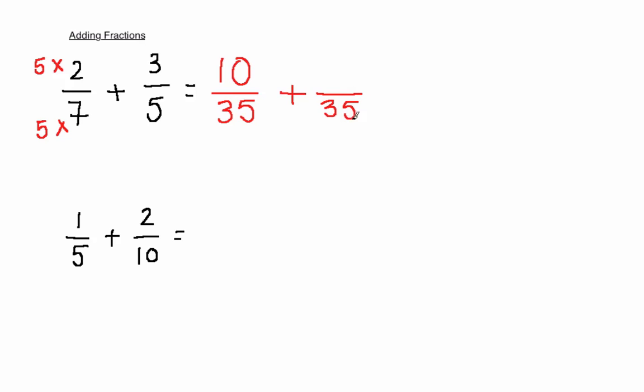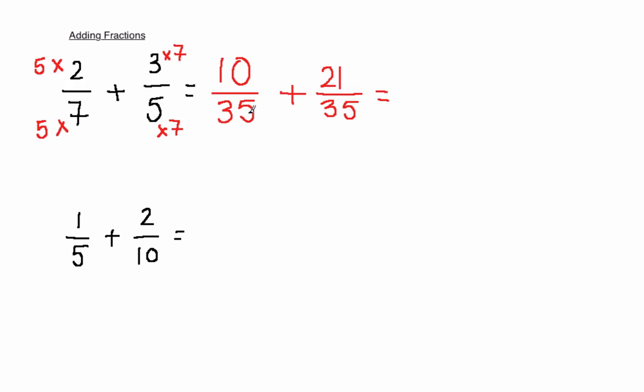3/5 can be converted into something over 35 by multiplying by 7. This means once again you must multiply the top by 7. So this becomes 21 over 35.